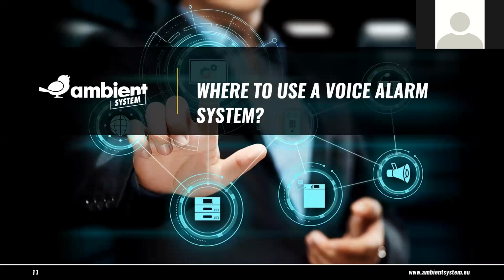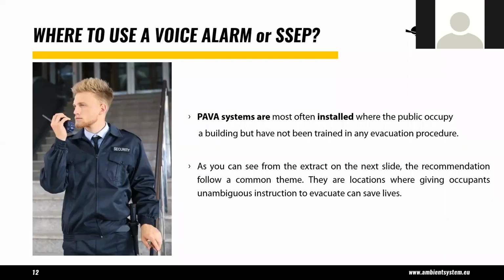So these lovely voice alarm systems, where would I be using one? Where would I be implementing such a system? And the answer is, broadly, it's where the public are occupying a building and they have not been trained in an evacuation procedure. So the public are in this building, maybe it's a shopping center, maybe it's a cinema. They don't know the rules. They don't know where the nearest way out is, or anything like that.